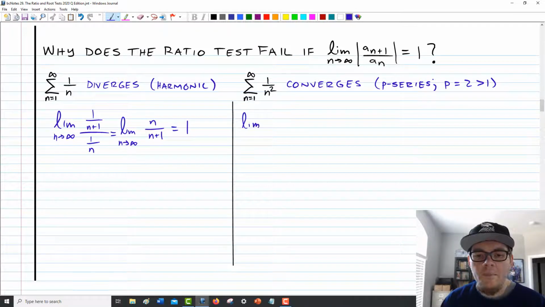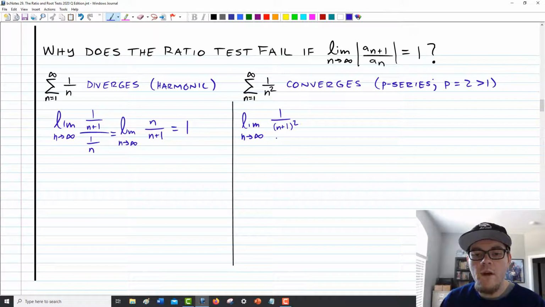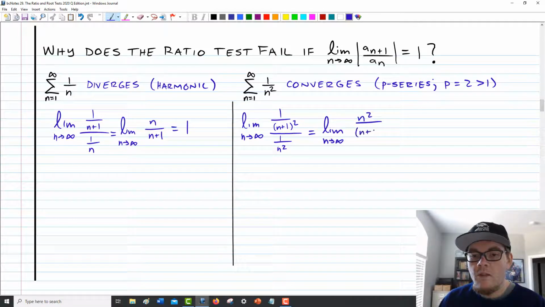But here's the thing. If we evaluate the limit as n goes to infinity of the p equals 2 p-series, we'll have 1 over n plus 1 squared divided by 1 over n squared. That complex fraction can be rewritten as n squared over n plus 1 squared. And no matter how you attack it, that limit is equal to 1.